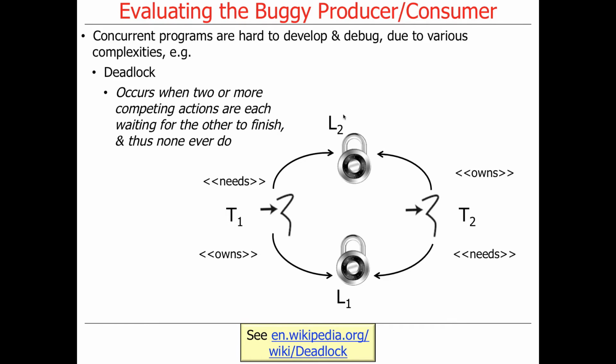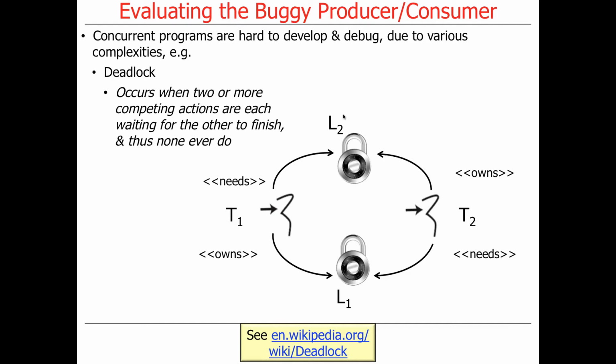And here's a good example. We have 2 threads, T1 and T2, and 2 locks, L1 and L2. Let's say, for the sake of argument, that T1 owns lock 1, so it's synchronized on it or acquired it. And let's say T2 owns lock L2, it's synchronized on it or acquired it. And now T1 needs L2 and T2 needs L1. Well, if they don't do anything to the contrary, they're going to deadlock because this one owns L1 and won't give it up till it gets L2, and this one owns L2 and won't give it up till it gets L1.